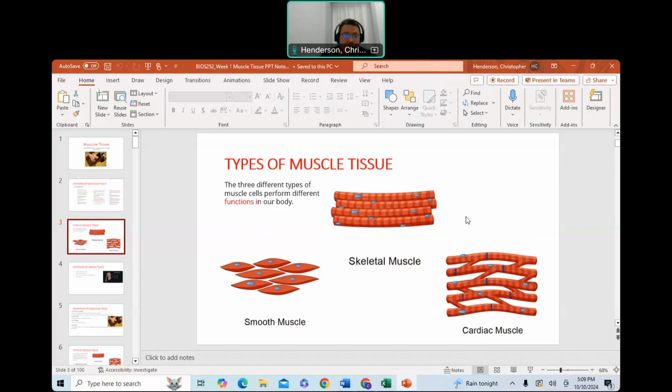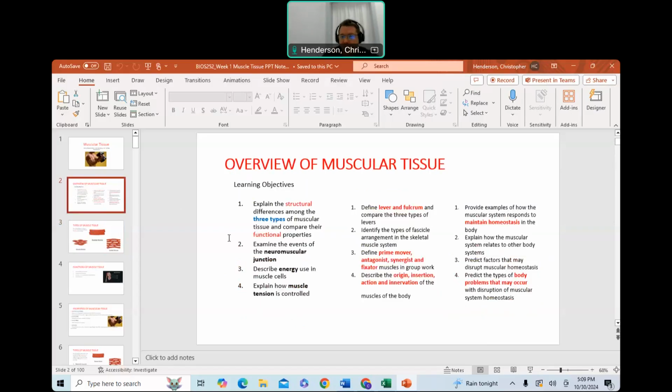Then you should know all of the muscles that we have. You should know the organization of muscles. That's this question right here. You should know the different types of levers that we have, and then any pathology that we have. Okay.